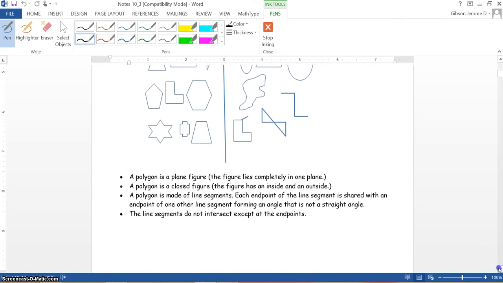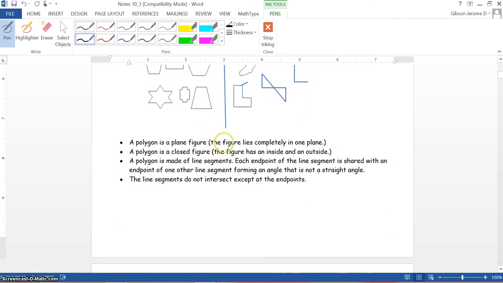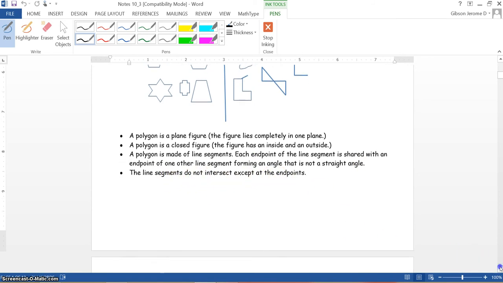Now, it says a polygon is a plane figure. The figure lies completely in one plane. A polygon is a closed figure. The figure has an inside and an outside. A polygon is made of line segments. Each endpoint of the line segment is shared with an endpoint of one other line segment, forming an angle that is not a straight angle. The line segments do not intersect except at the endpoints.